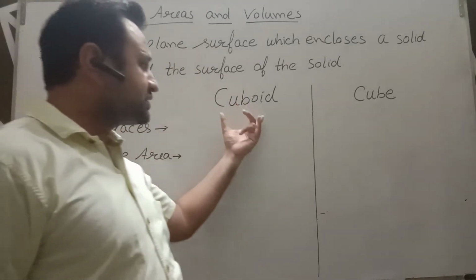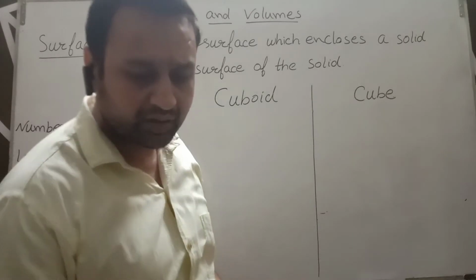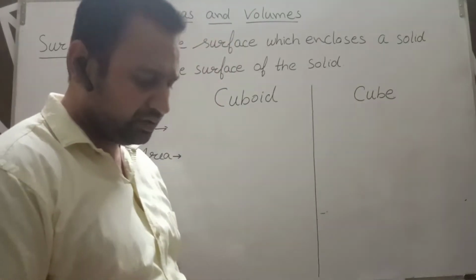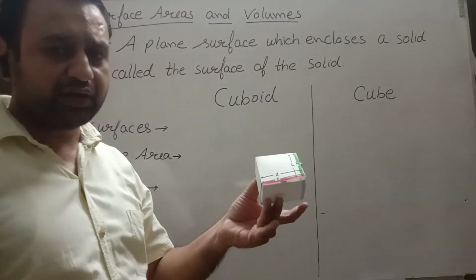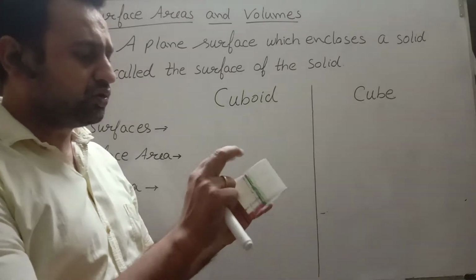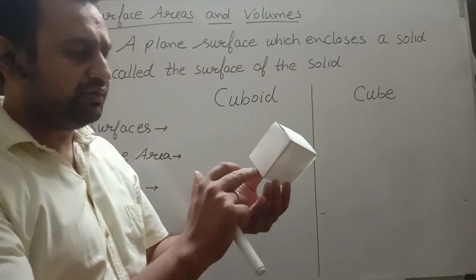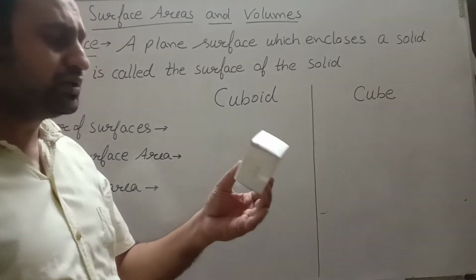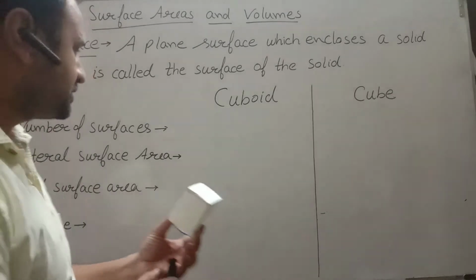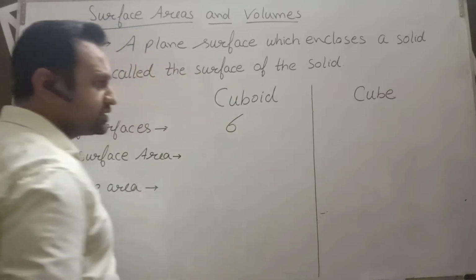So firstly we discuss cuboid and cube. Cuboid. For example, this is the shape of a cuboid. A cuboid contains a total of 6 surfaces: 1, 2, 3, 4, 5, 6. So in a cuboid the number of surfaces is 6.